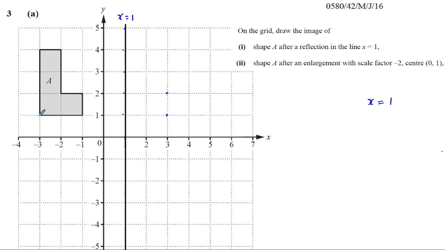And similarly, the corner here is going to reflect. 1, 2, 3, 4, 1, 2, 3, 4. And this point, 1, 2, 3, 1, 2, 3, and similarly that corner will reflect to there. Then we should use a ruler to make sure that it's neat, and we join those points together, and we have our reflected shape. There we are.